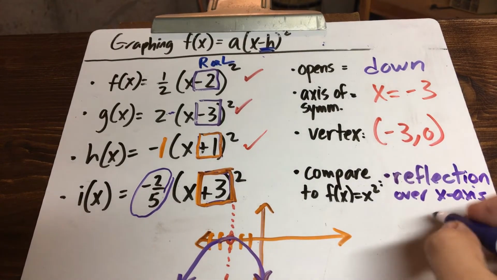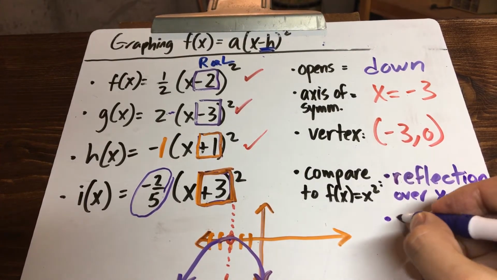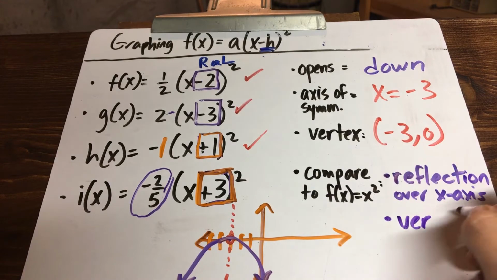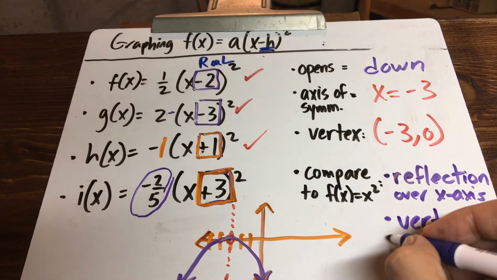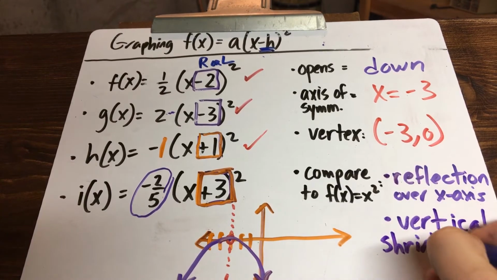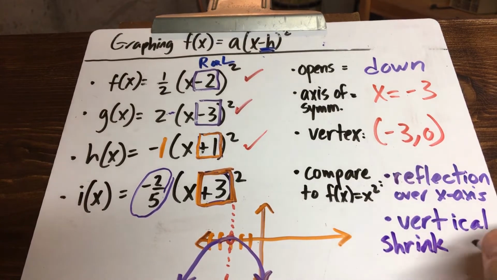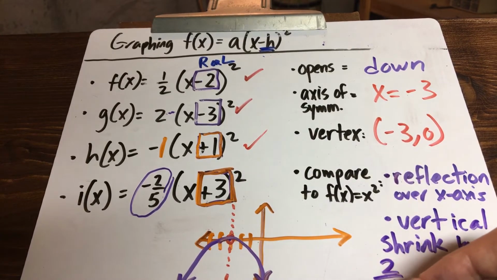We did a reflection over the x-axis, and then it's also been made wider, right? We've widened this thing out. That's called a vertical shrink. When you make it wider, you call it a shrink. When you make it more narrow, you call it a stretch. Vertical shrink by a factor of 2/5.